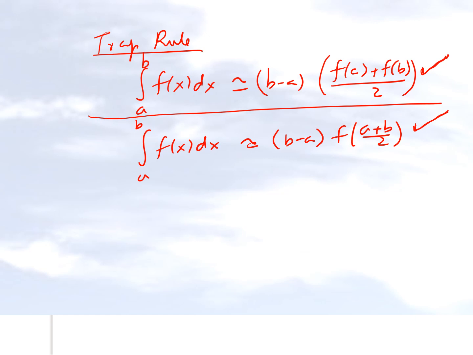However, what is the difference? The difference is that here you have to calculate the value of the function at 2 points. Here you have to calculate the function value only at 1 point, and that is where the Gauss quadrature rule becomes a favored integration rule over the trapezoidal rule. And that's the end of this segment.